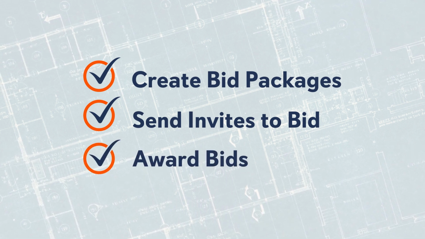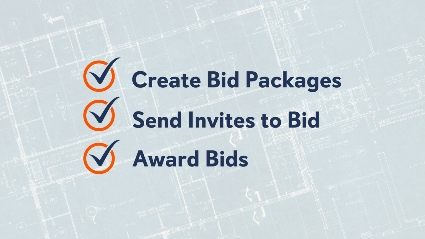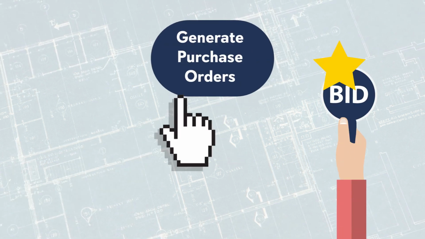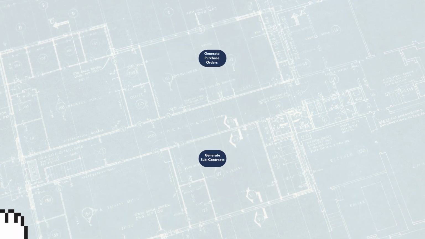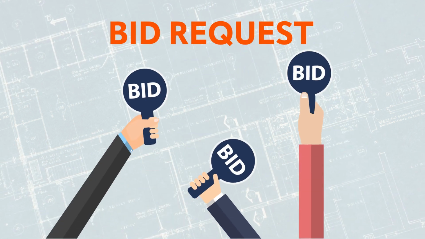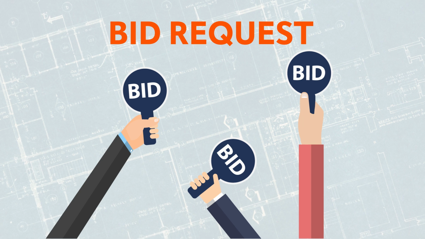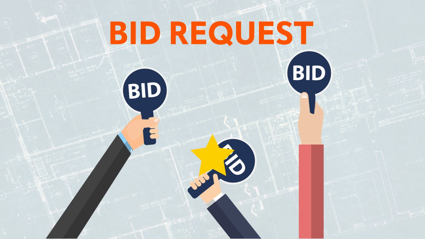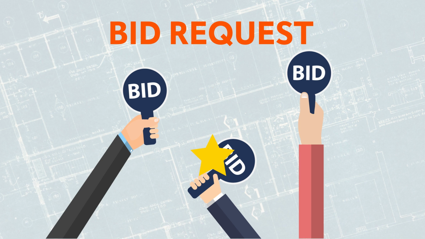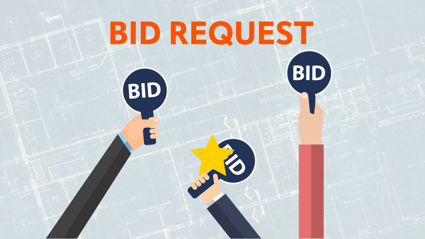Your vendors can easily indicate their intent to submit a bid. Once you've got your winning bid, instantly generate all your purchase orders or subcontracts, all with the click of a button. Make sure you get those bid requests out, manage them, and award them. No longer do you have to sort through email or faxes trying to compare bids to each other. We make it easy to see the submissions from each bidder side by side.